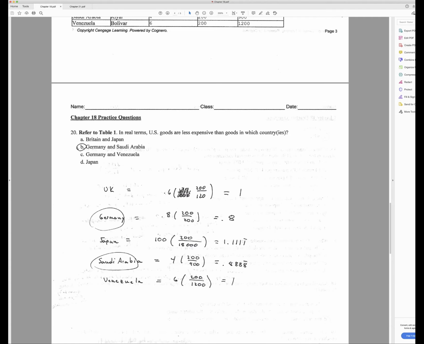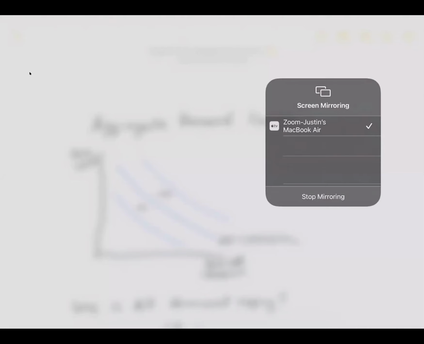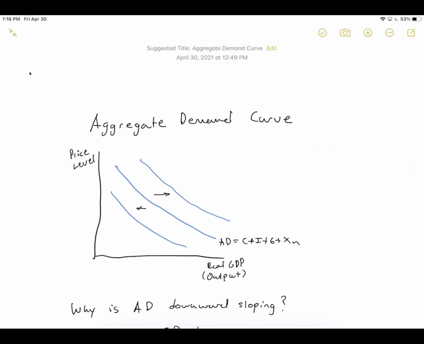So that's it for chapter 18. And now do you want to go over chapter 20, Alex? You're on mute. I'm sorry. Sorry, I'm muted. I forgot. Yeah, you can do chapter 20 chronologically, and then I'll finish it off with chapter 21, and then we're good to go.